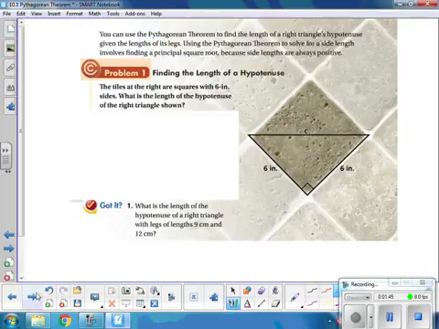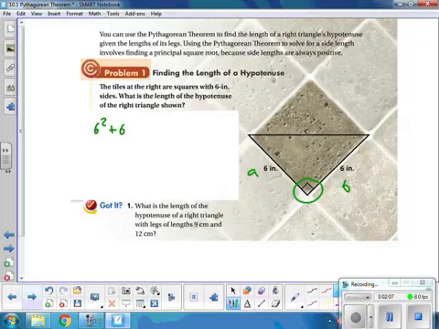In problem one here, we've got a square tile. What's nice about square tiles is we end up with right angles in the corners. And if you have a right angle, you indeed can utilize the Pythagorean theorem. So for this one, we know this would be side a and side b, which we can use interchangeably. And we're looking for side c, which is the diagonal of that tile. So I can go 6 squared plus 6 squared equals c squared, which I'm trying to solve.